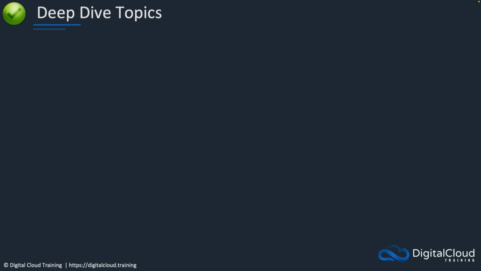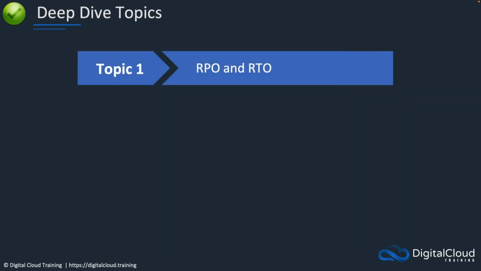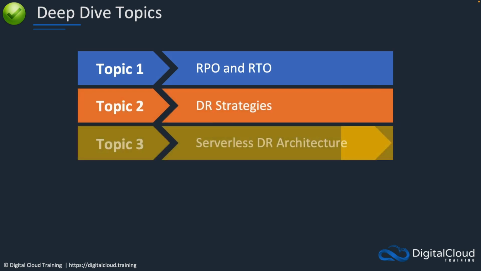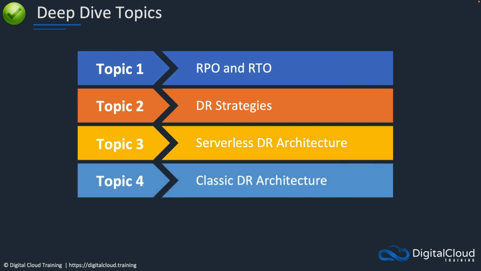So what topics are we going to talk about today? Firstly, we're going to look at RPO and RTO. Really important to understand these. You'll see RPO and RTO referenced quite often in your working career. And we're then going to look at DR strategies, serverless DR architecture, and classic DR architecture.